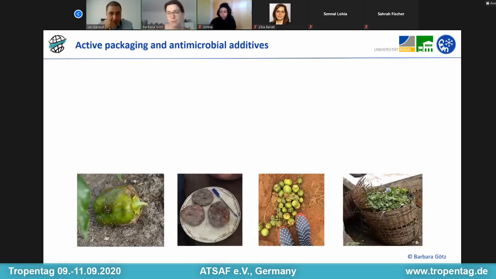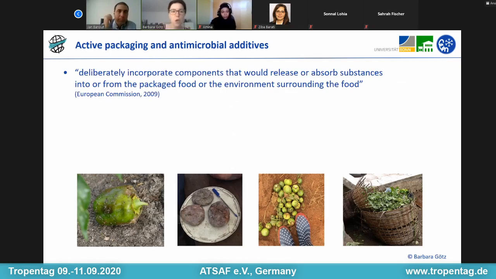So what we aim to do is develop an active packaging solution. So what is an active packaging solution? Normally, food is spoiled by growth of microorganisms like bacteria, fungi and so on, but also chemical and biochemical reactions are reasons for spoilage.